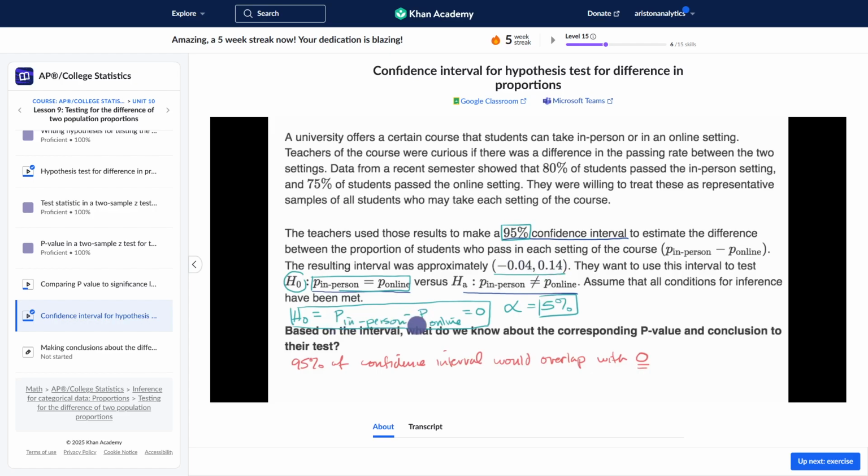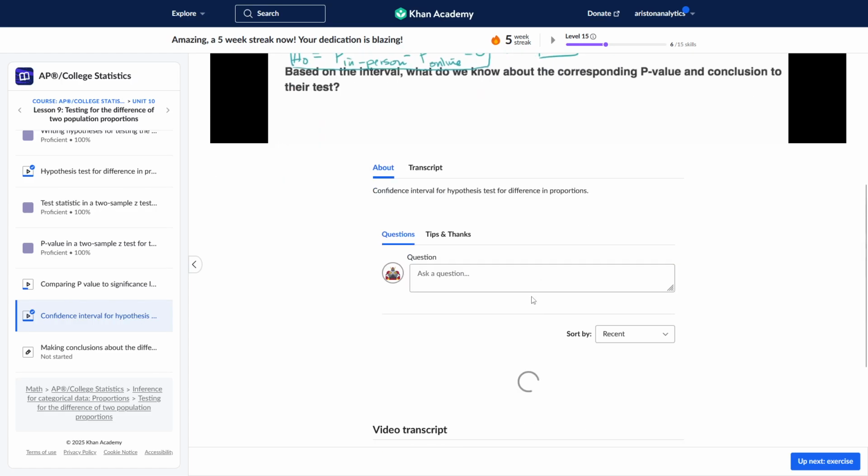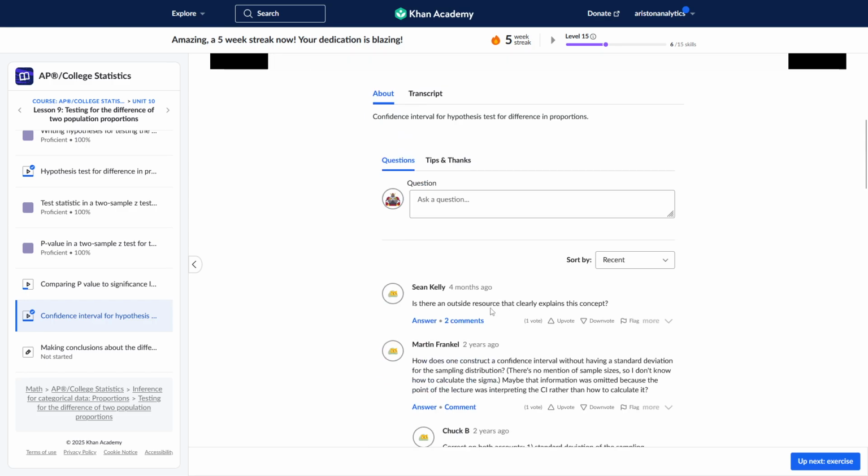And our null hypothesis is that the true difference in proportions is 0. So 95% of the time that we do this, if we assume that the null hypothesis is true, we will overlap with 0. Or another way you can think about it, 5% of confidence intervals would not overlap with 0. And so some inferences about your p-value from your confidence interval.